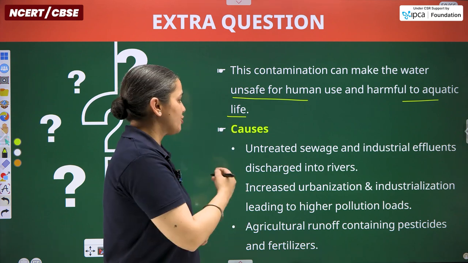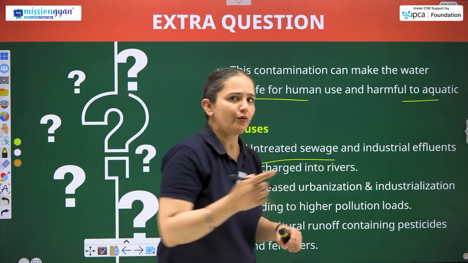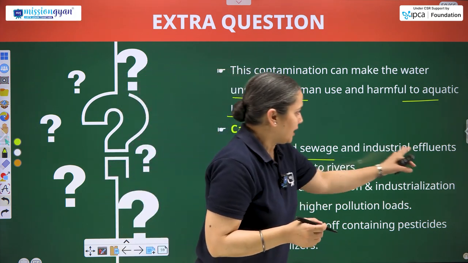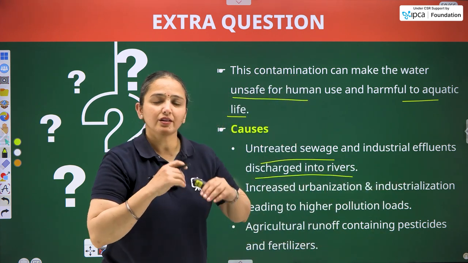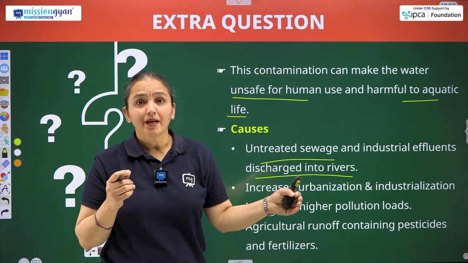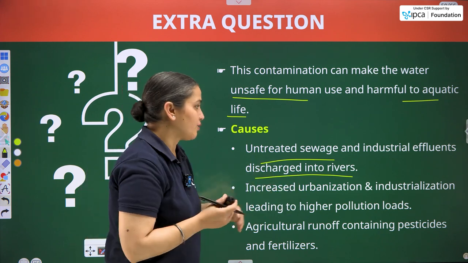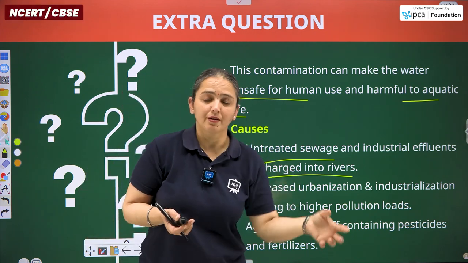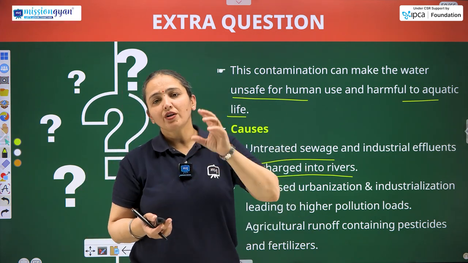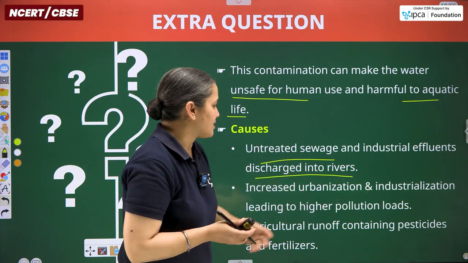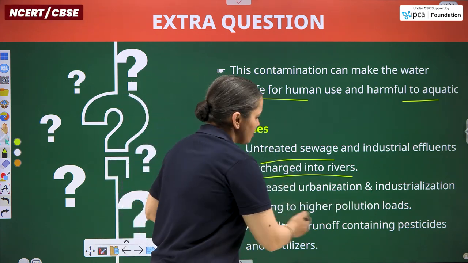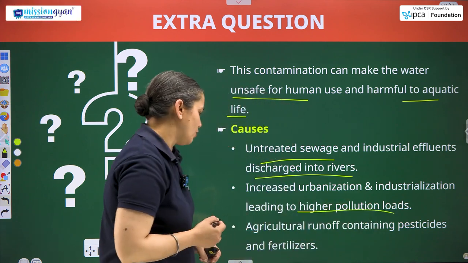Causes of this pollution: untreated sewage water, urbanization waste, industrial effluents discharged into rivers. We are giving the outlet of pollutants mixed in the sewage water and industrial waste, and we are releasing that into the water bodies. Increased urbanization and industrialization leading to higher pollution loads.